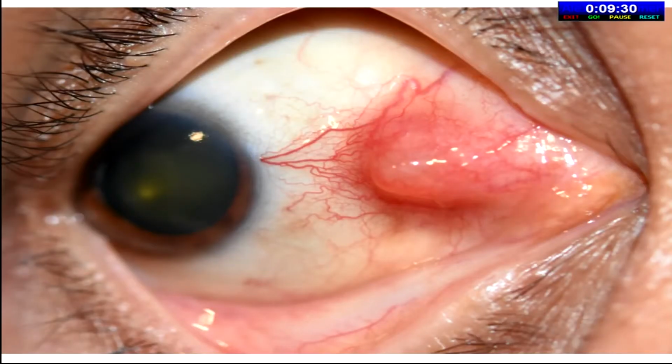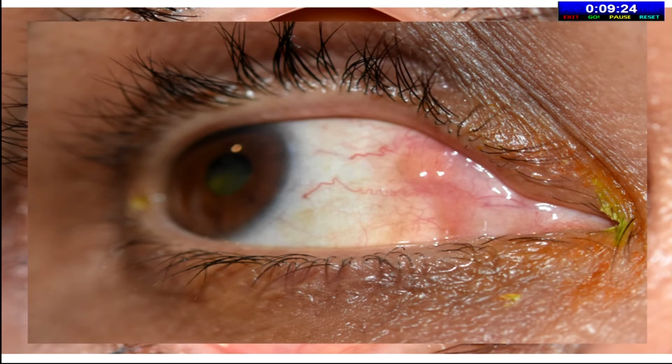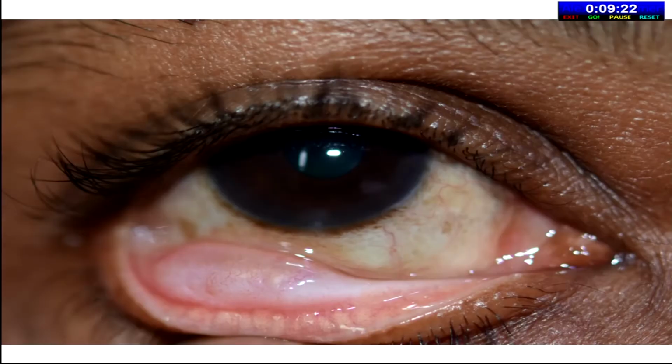She was treated conservatively. The patient was extremely happy that the surgery was deferred. And this was how she looked after 4 months of treatment.